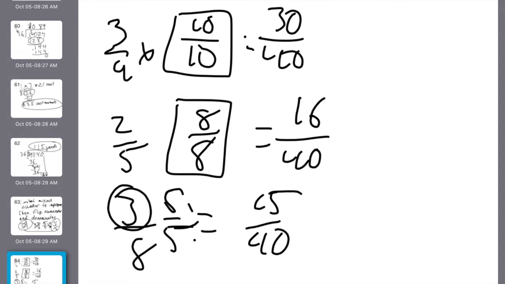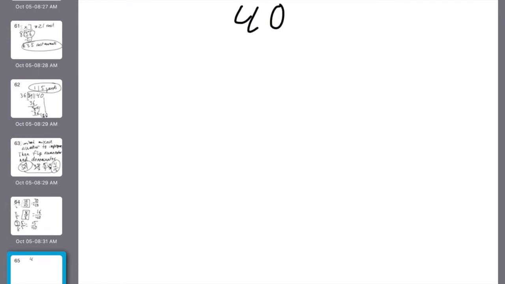Number 13, the prime factorization of 100 is 2 times 2 times 5 times 5. We can write the prime factorization of 100 using exponents, 2 squared times 5 squared. Write the prime factorization of 400 using exponents.